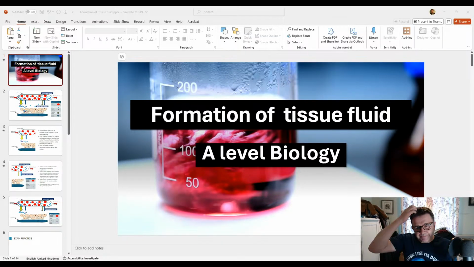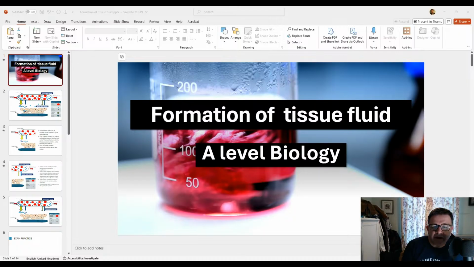So here we go. So first of all, I want to look at tissue fluid. It hasn't come up for quite some time. So hopefully you can see that. There we go. Okay, so formation of tissue fluid is quite an important one. Okay, and particularly in terms of 5 markers.